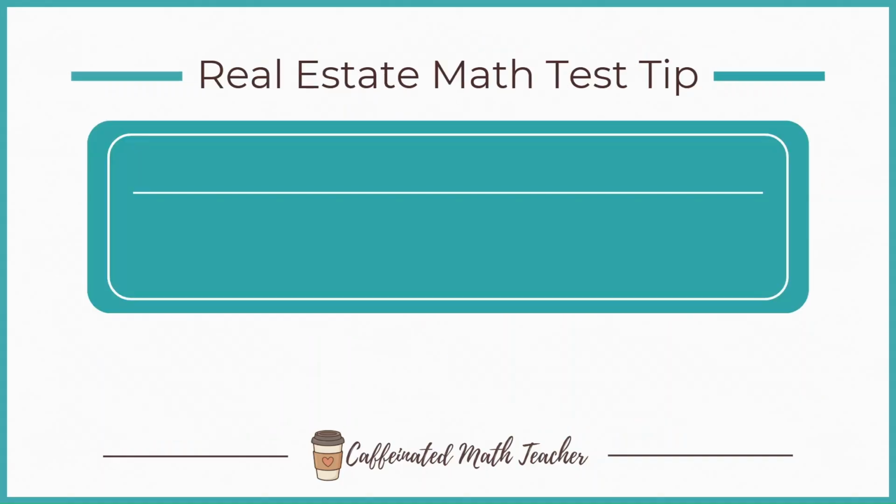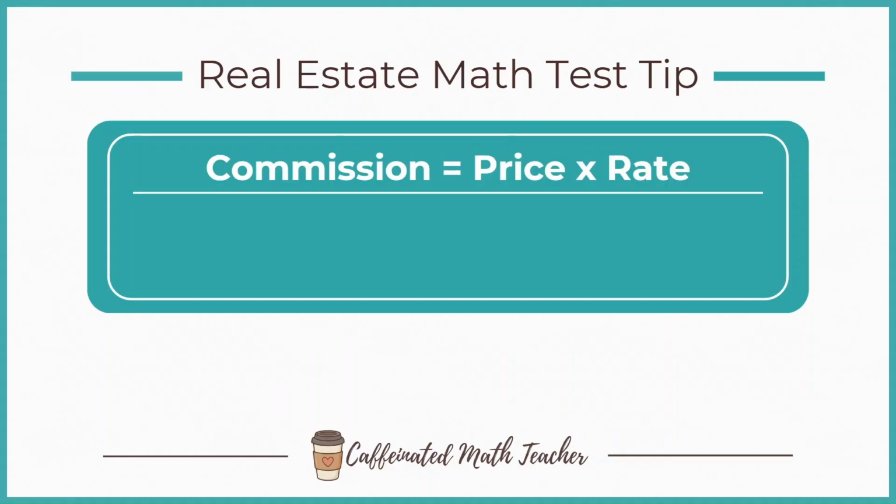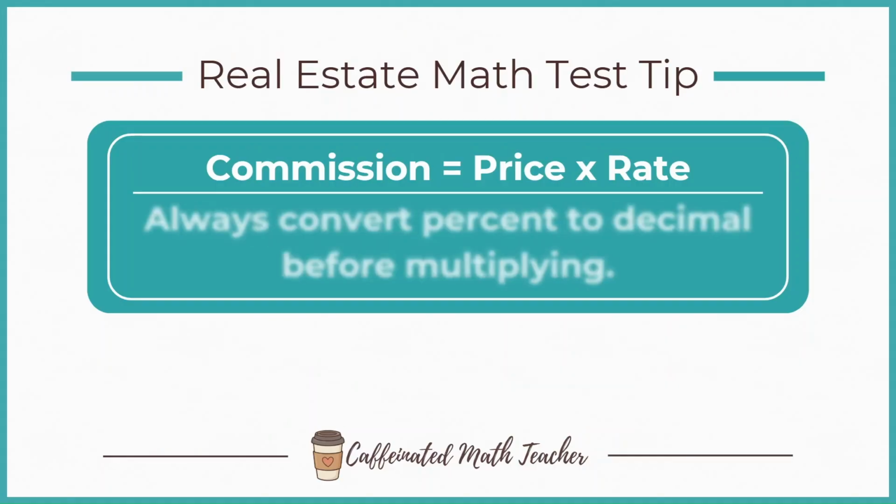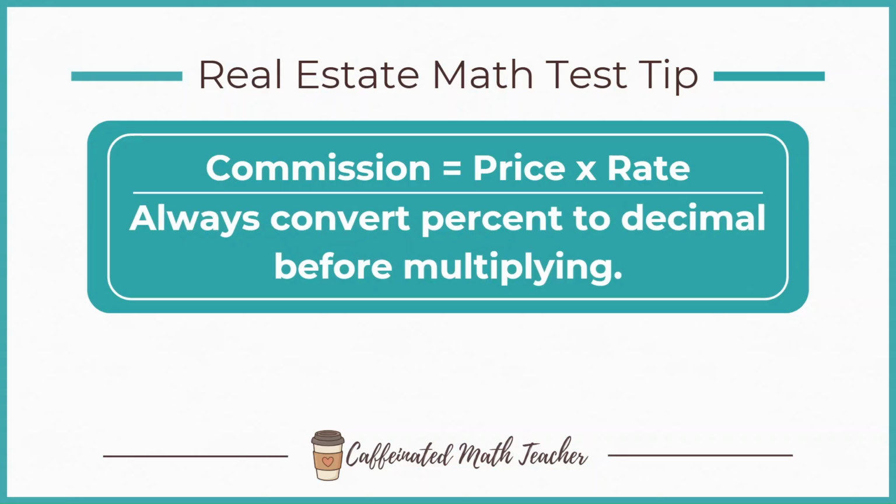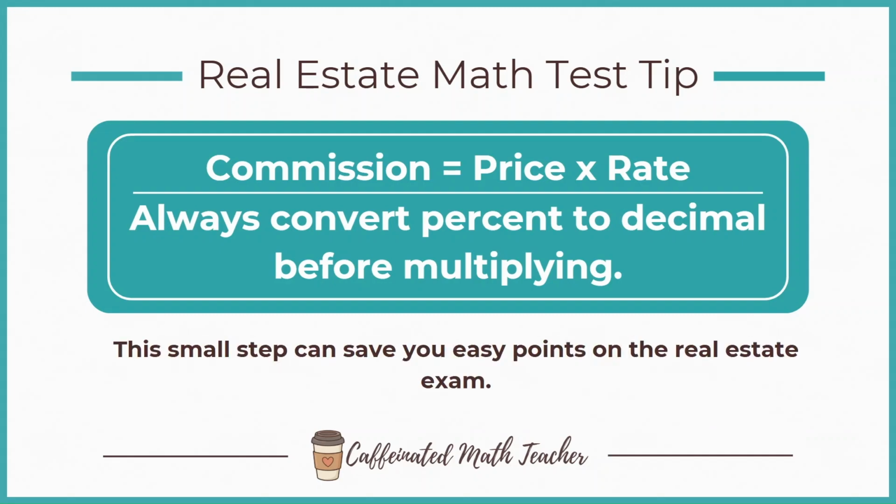And now for the one helpful tip to remember on the exam is that most commission questions follow the same pattern. Commission equals price times rate. You're going to be given the sales price and the commission rate, and you calculate the total commission by multiplying them together. Be sure to change the percentage to a decimal first. This small step can save you easy points on the real estate exam.